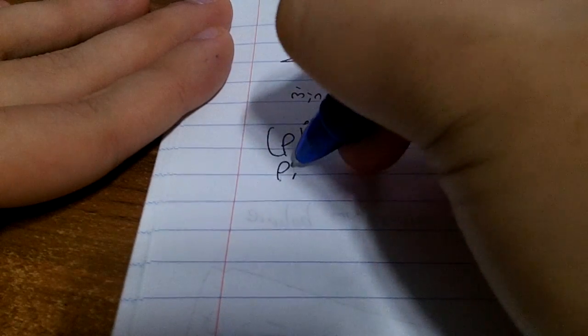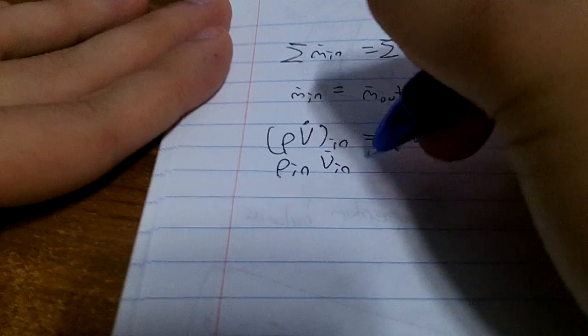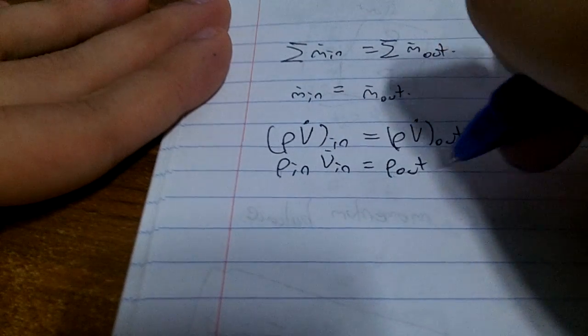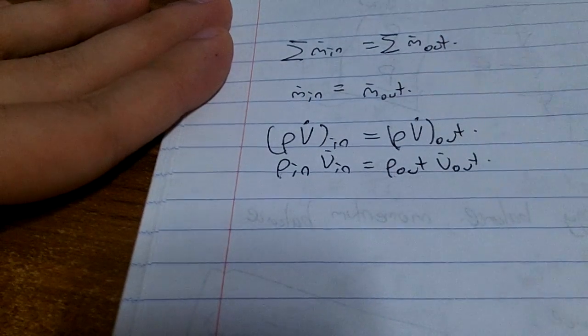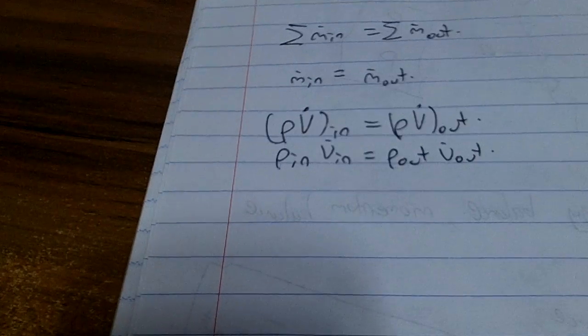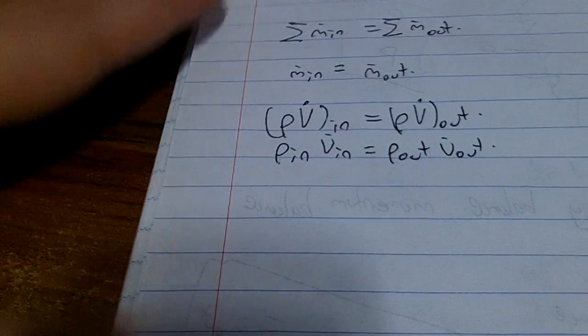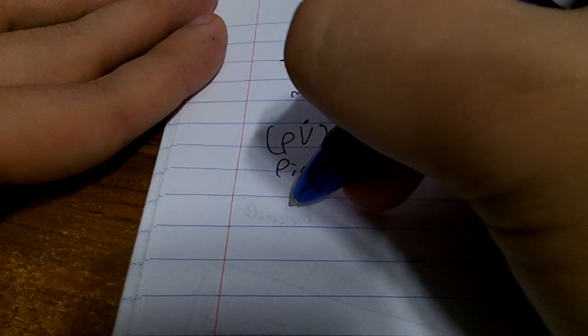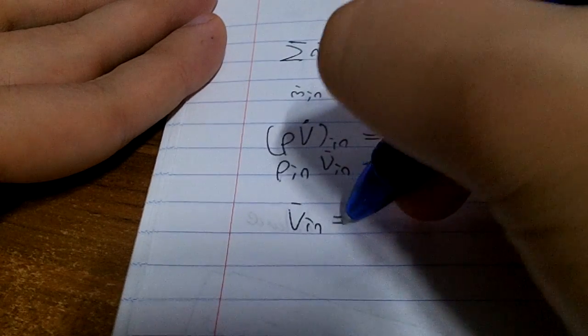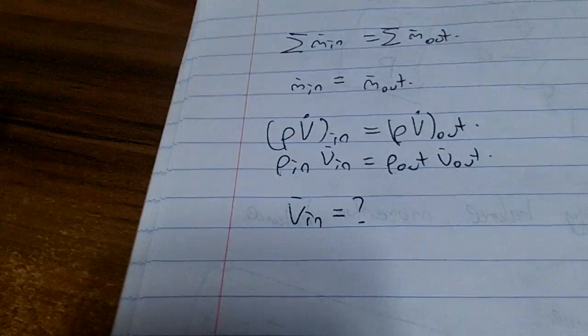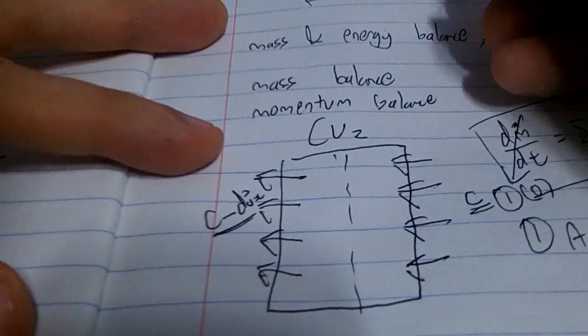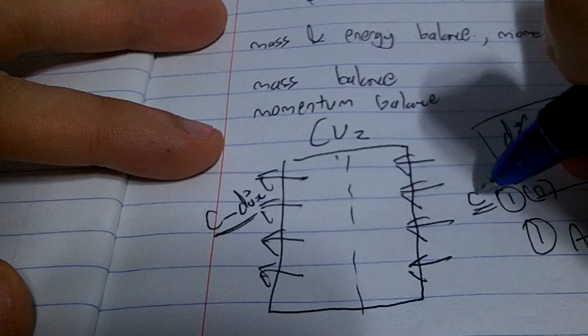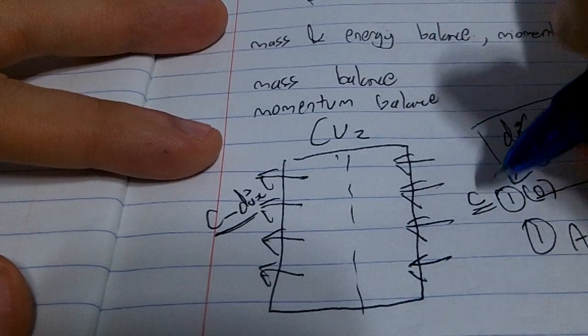So rho in, V dot in equals rho out, V dot out. Alright? Okay, what's next? We want to know what this V dot in is. We just look back at our diagram. You see that we have air coming in at the velocity c.